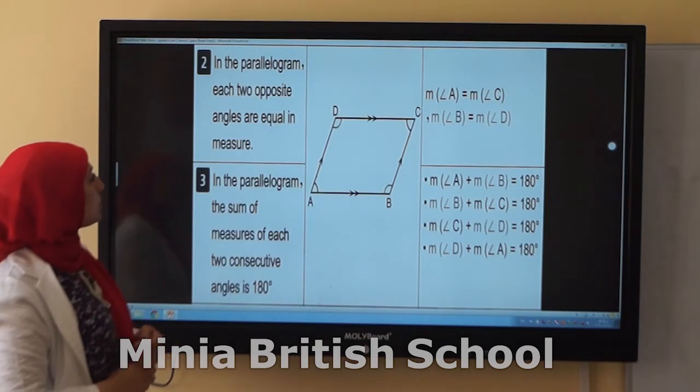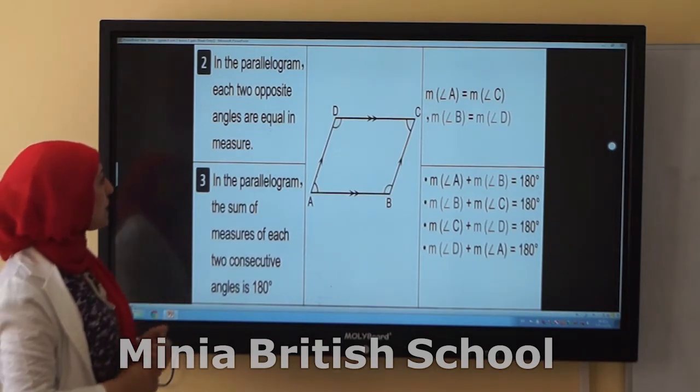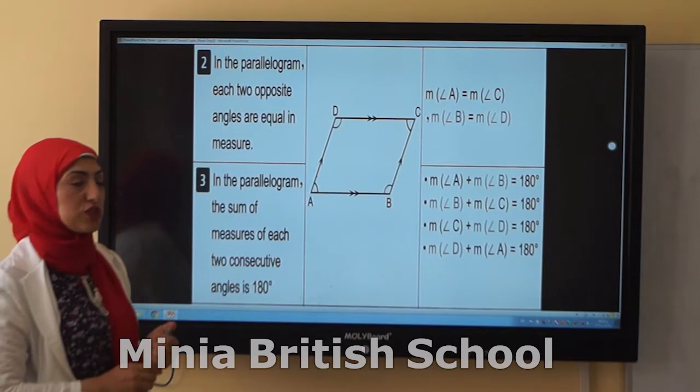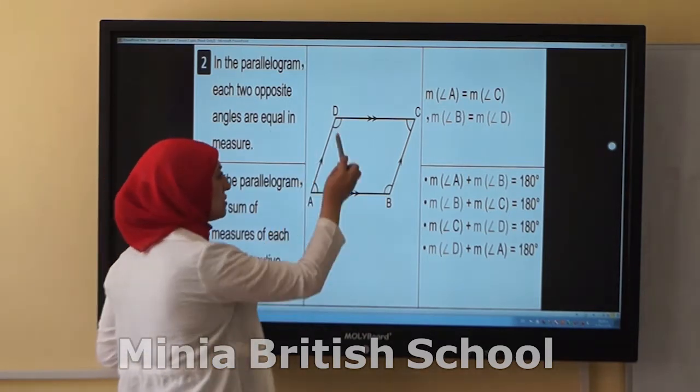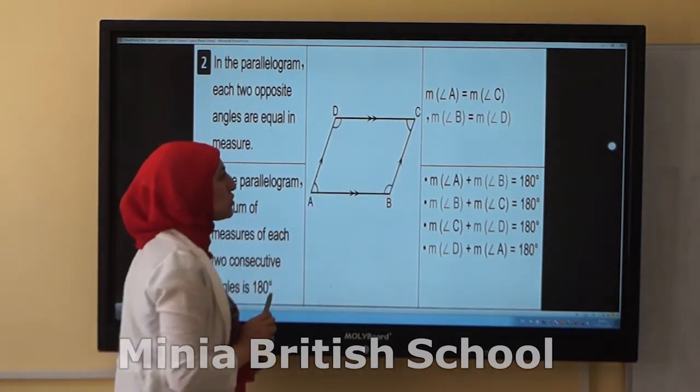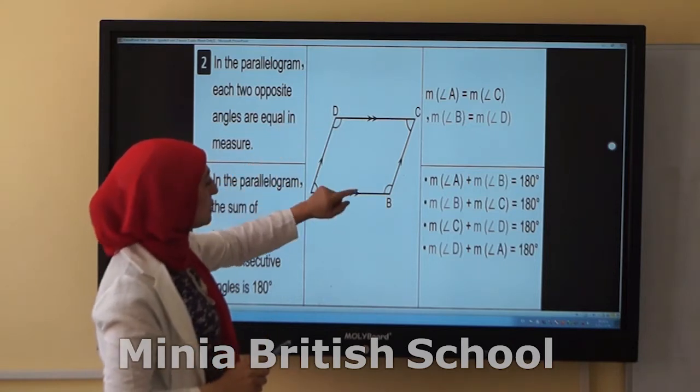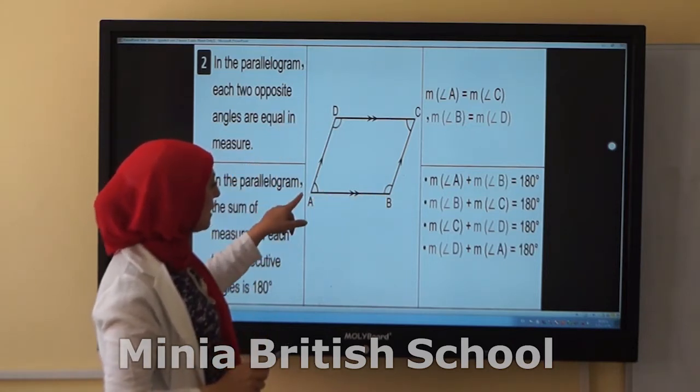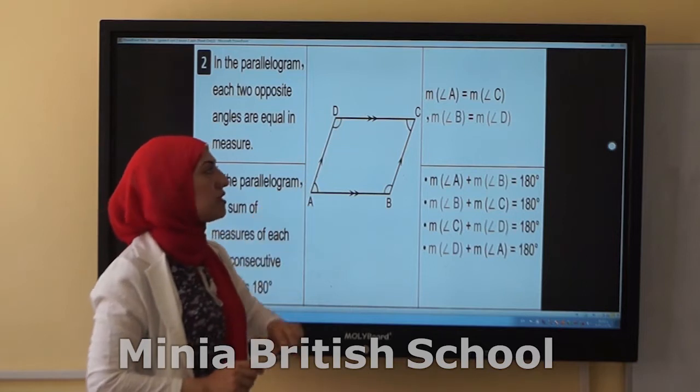Number 2, in the parallelogram, each two opposite angles are equal in measure. That means angle D equals angle B and angle A equals angle C.